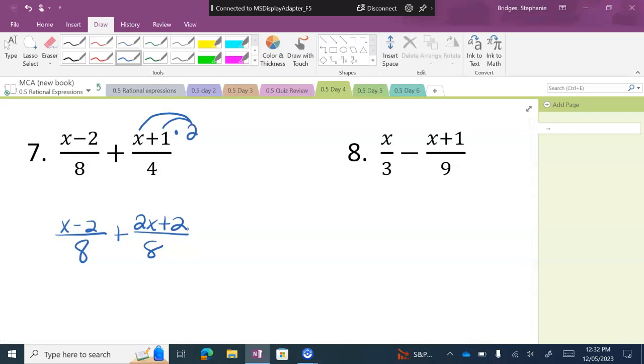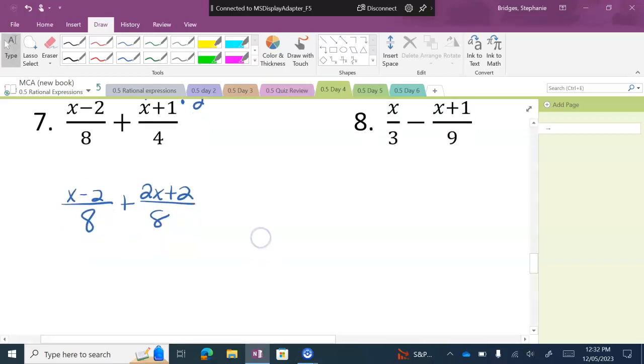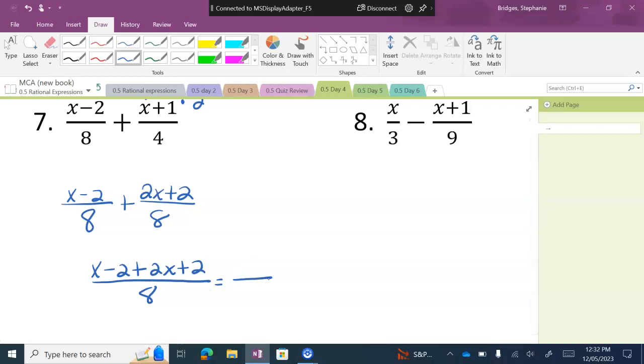Now that we have the same denominator, I can add the first numerator, x minus 2, plus the second numerator, 2x plus 2. All of that is going to be over 8. But I have some terms I can combine, right? Start with your x's. I have a 1x plus a 2x. What's that going to give me? 3x. And when I combine that negative 2 and that positive 2, what do they actually do? Cancel out. So it's going to be 3x over 8. Can that simplify at all? No.